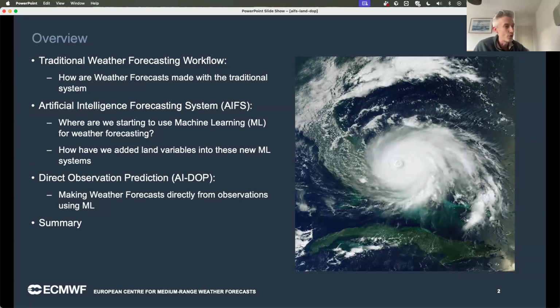And then I'll go on and talk about this more exploratory work, should we say, that we're doing, where we're saying how can we do these types of models, the big machine learning models, just from observations alone. So no physics models or data assimilation products in there.